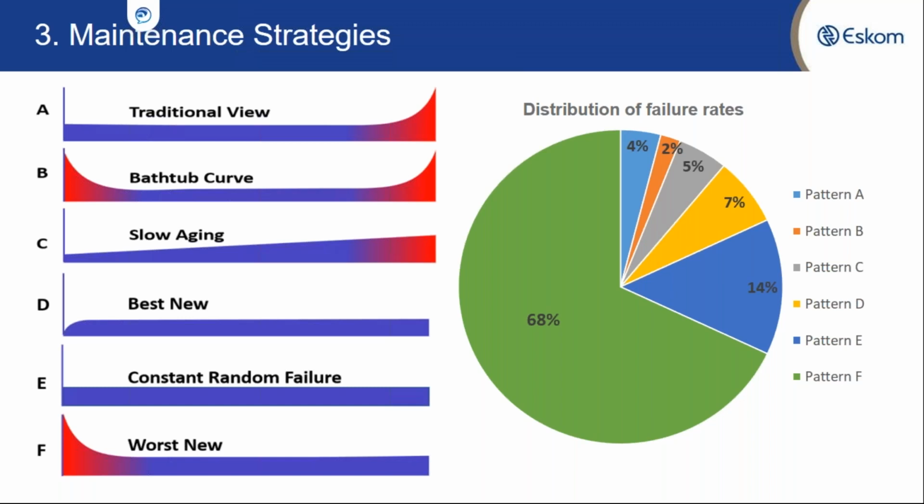Then with regard to the bathtub curve type of failures, the findings indicated that 2% of failures fit the pattern of a bathtub curve. Then pattern C indicated a percentage of 5%, to indicate that some component failures actually progress with time. So initially the failure pattern is low, but with time it moves up.